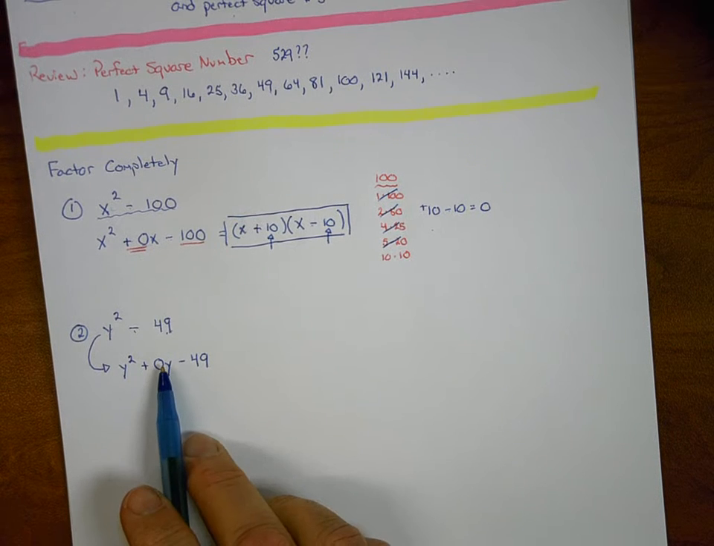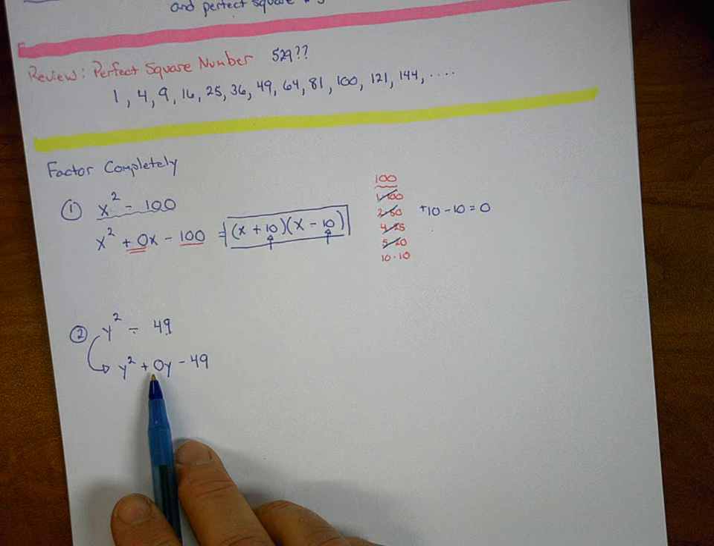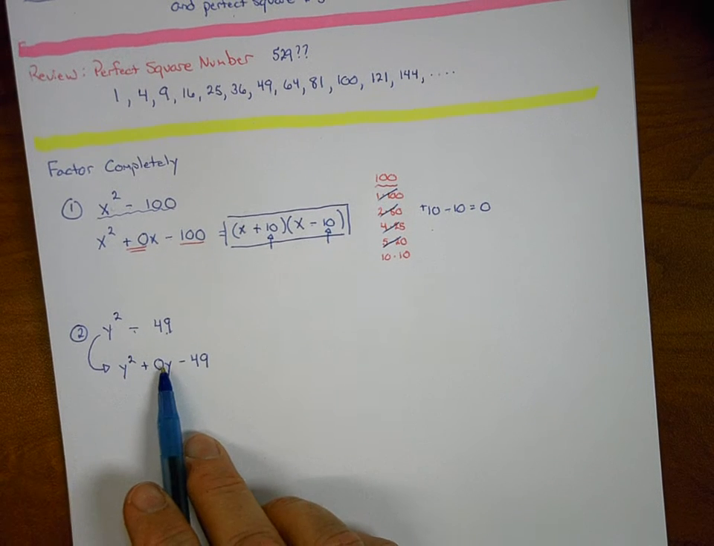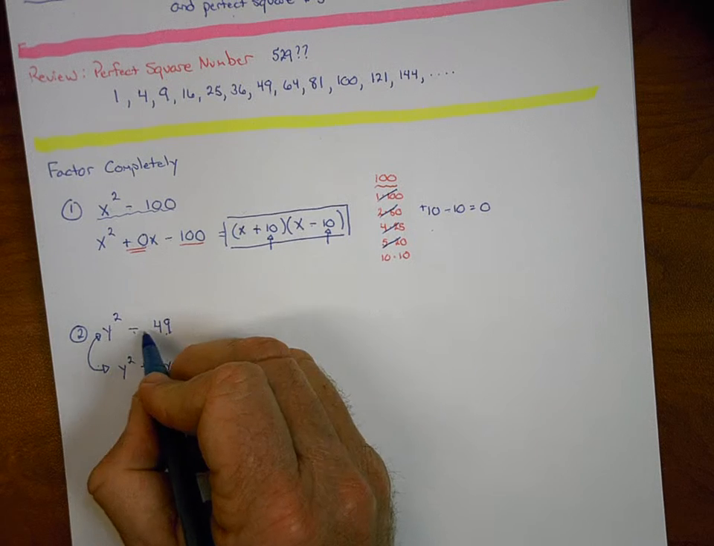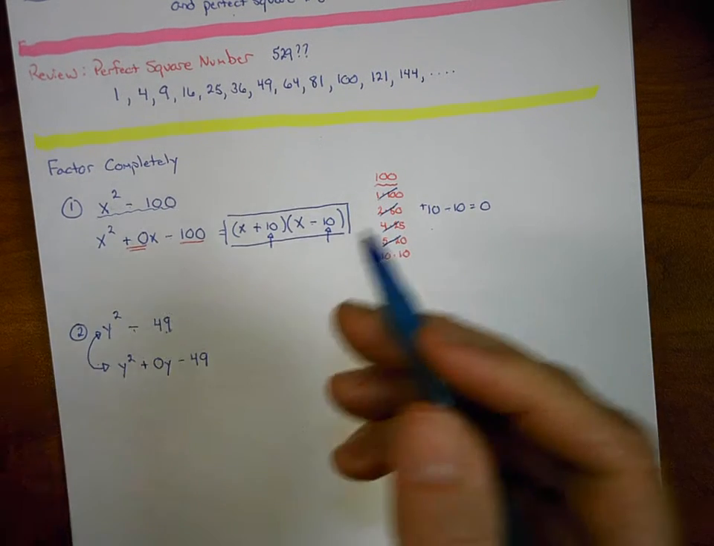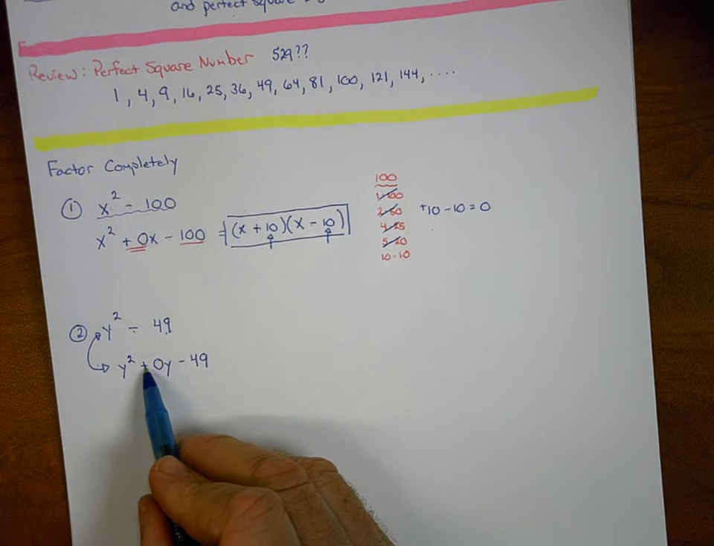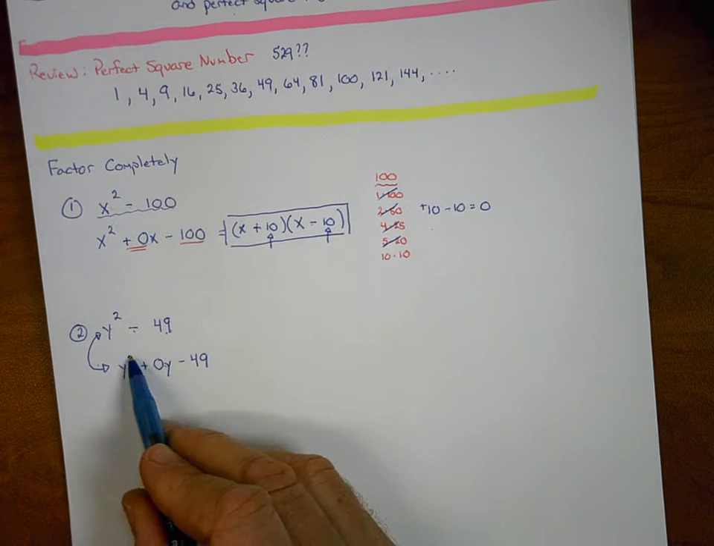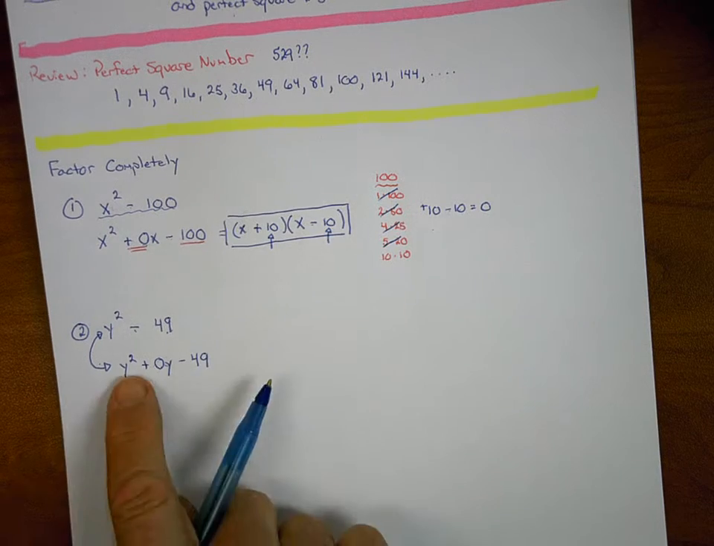Now, do you guys agree, Dominic, that y squared plus 0y minus 49 is the exact same thing as y squared minus 49? Yeah, why? Because 0y means it's not even there, and if it's not even there, that's y squared minus 49. All right, so now let's factor this trinomial.